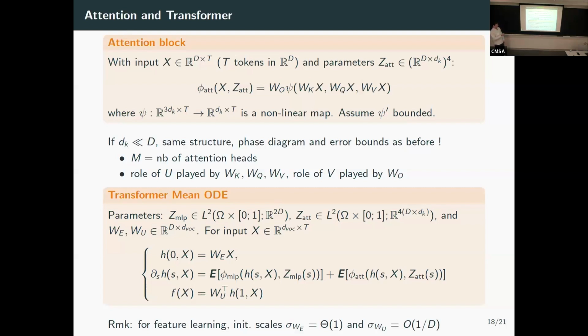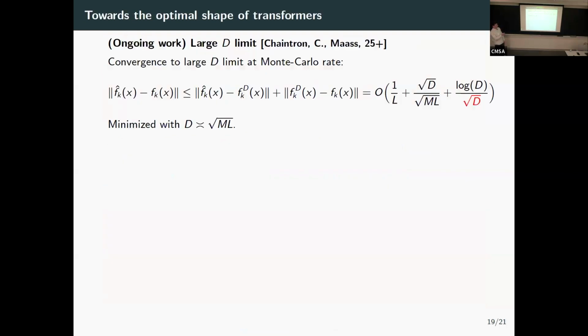Okay, so now I will talk about work in progress. This is not in the paper that I've talked about, but we can start from this ODE and study the large capital D limit. What we can see is that you converge at a somewhat 1/square root of D rate. Right now we have a log D. I'm not sure if we'll manage to get rid of it, so I still leave it for the moment.